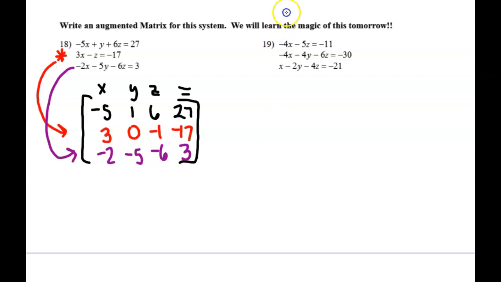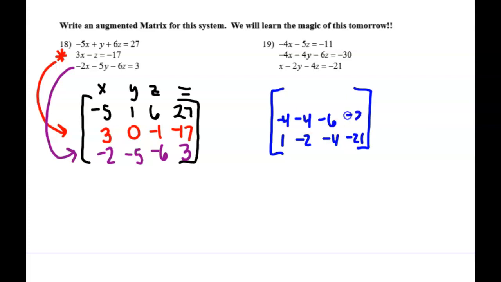All right, can you try 19 on your own? The first one needed a 0 where? Yep.